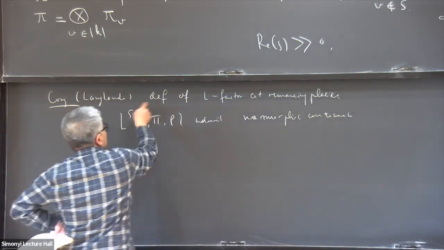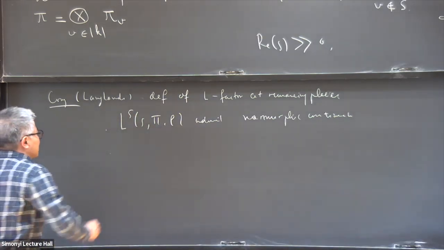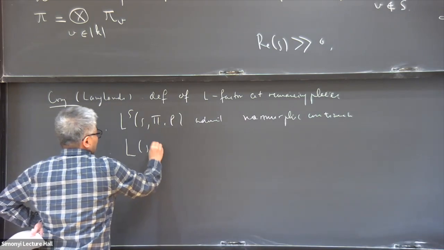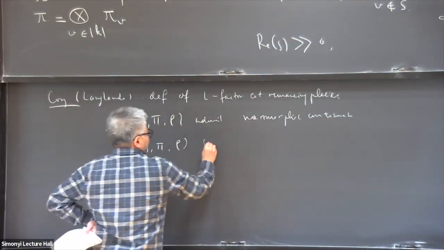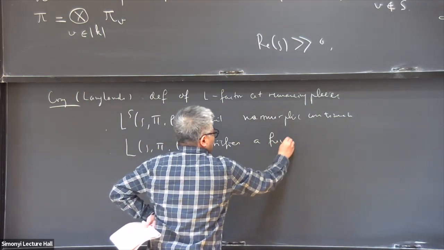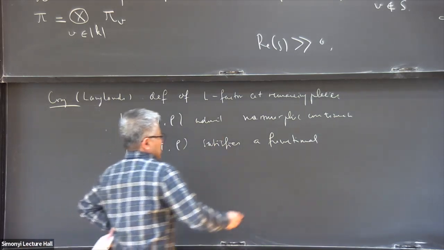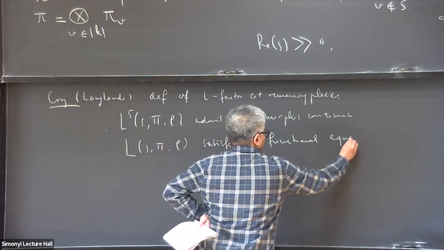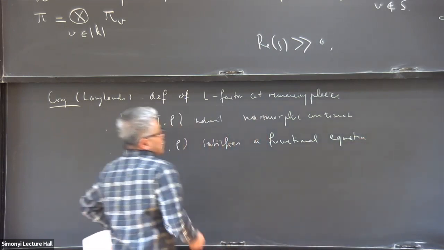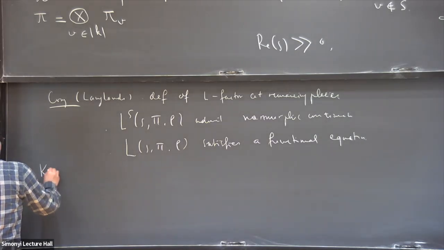And after inserting the finite remaining factors, we get the complete L functions, which satisfy functional equations, very similar to the functional equation of the Riemann zeta function. This is one of the main goals of the Langlands program. It is known in some important cases, but not in all cases.